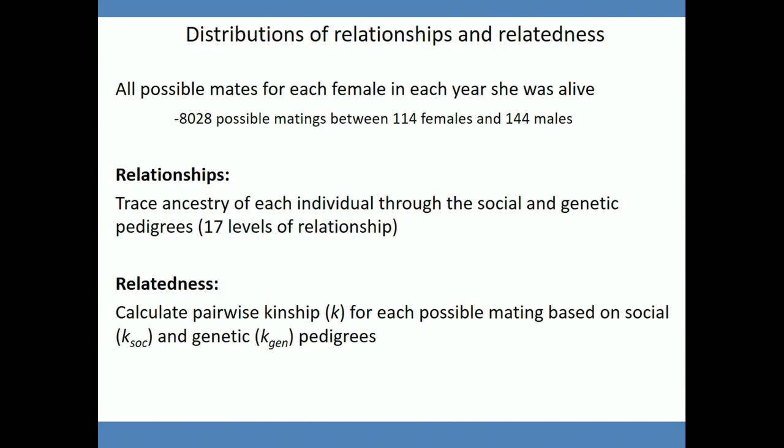And then we calculated for relatedness the coefficient of pairwise kinship between the two individuals given both the social and genetic pedigrees. And so kinship is the probability that two homologous alleles from each individual are common by descent. So it's that measure of how related they are. And it's actually a really useful metric because it's equivalent to the coefficient of inbreeding for any offspring that result from that mating.